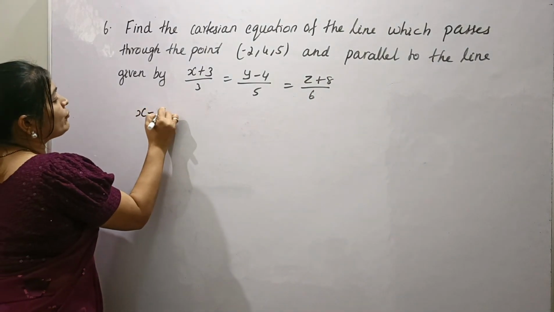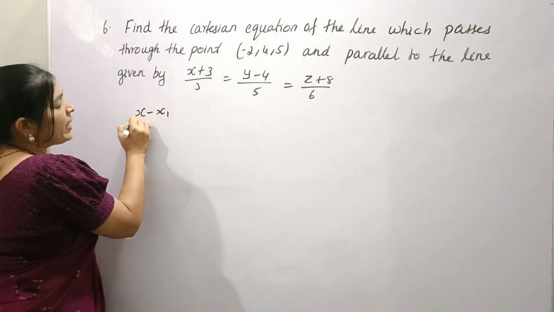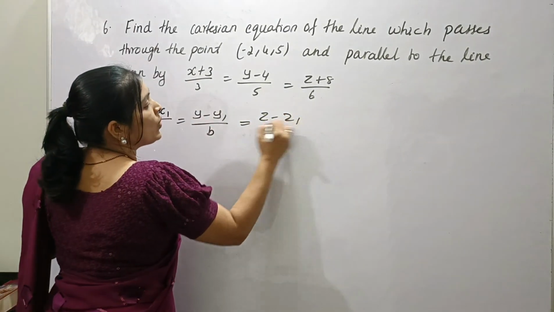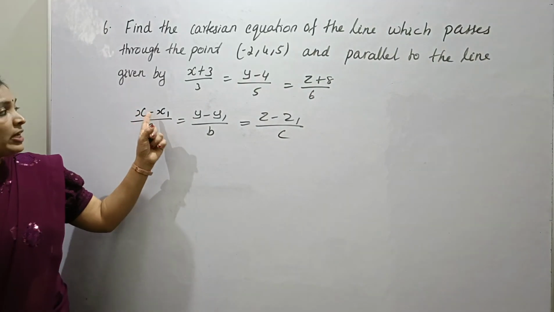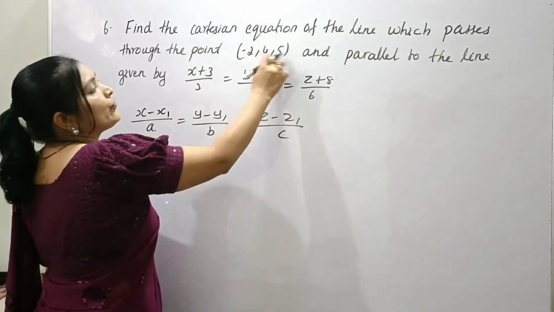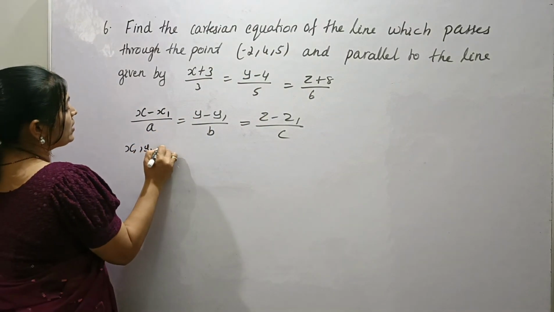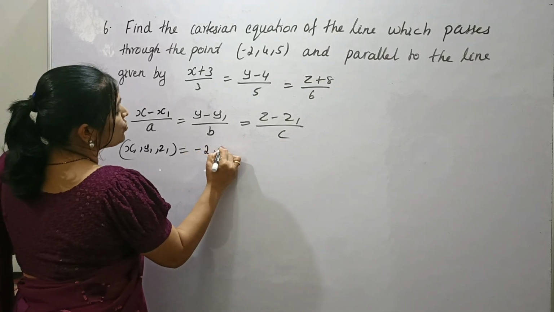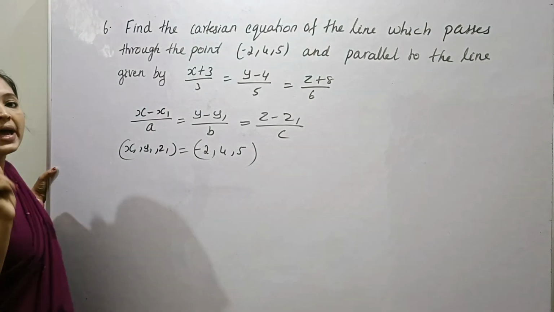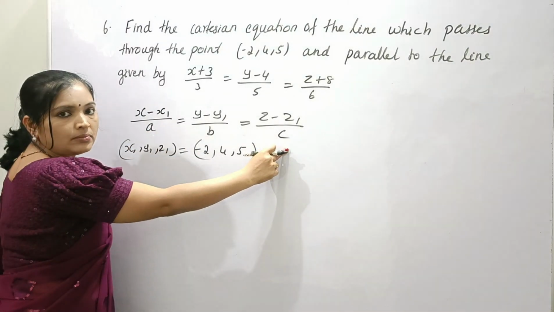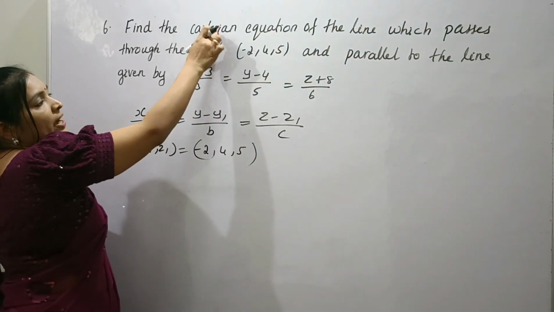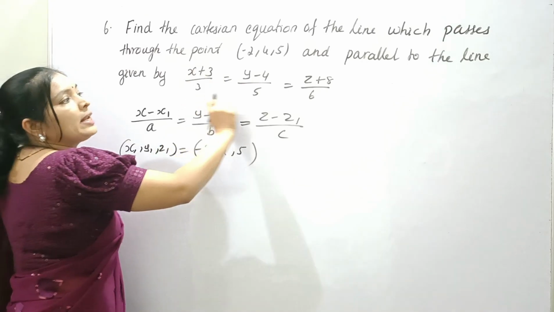So let's write the Cartesian form equation: (x - x1)/a = (y - y1)/b = (z - z1)/c. Here, what are x1, y1, z1? They are a point on the line, that is (-2, 4, 5). And what are a, b, c? They are the direction ratios of the line. We have to find the equation of the line which is parallel to this given line.